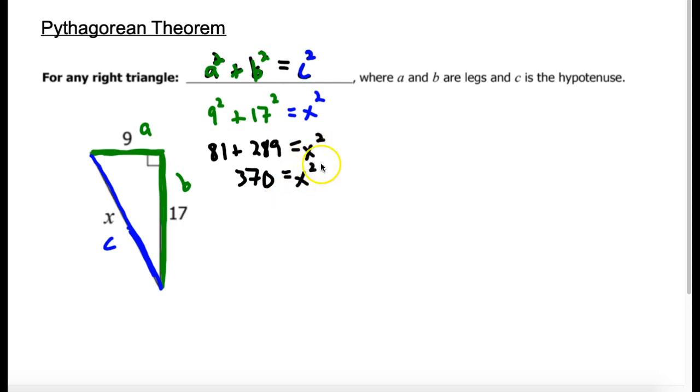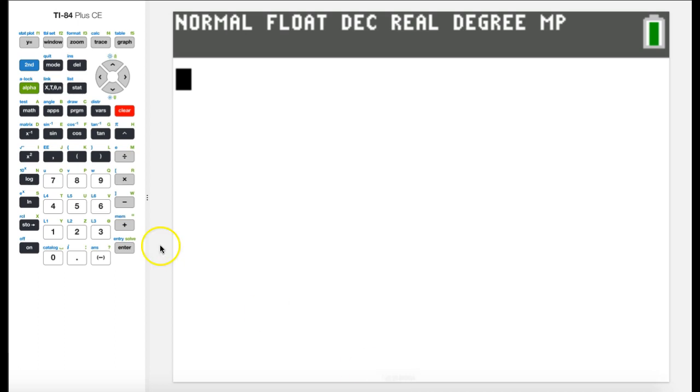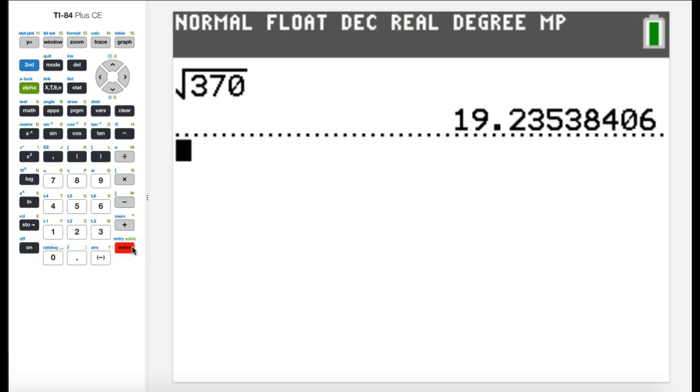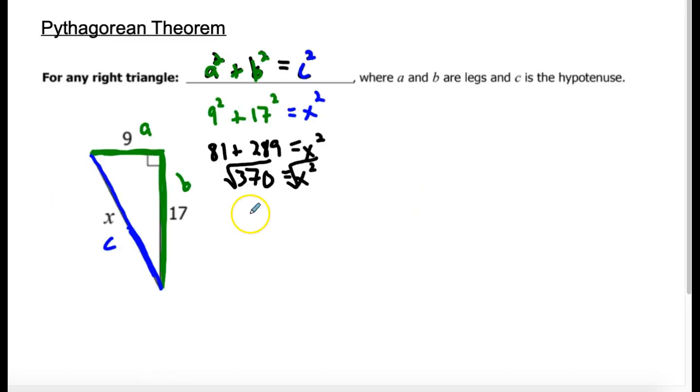Now remember, to undo the square, we need to take the square root of both sides. To do that on the calculator, the square root is right above the x squared, so I need to hit second and then this button. That'll bring me the square root bar. Then type in 370, and we get 19.2, rounding everything to the nearest tenth. So 19.2.